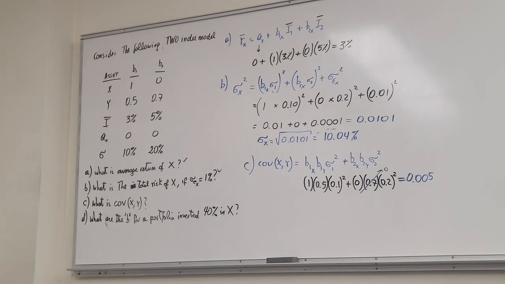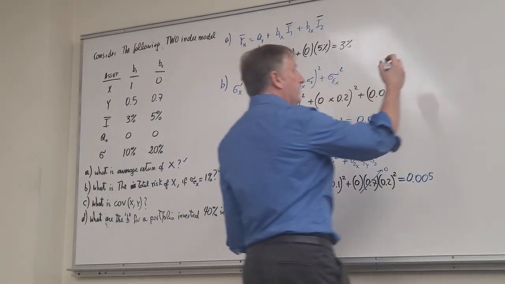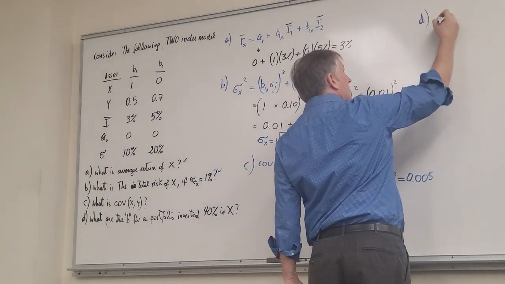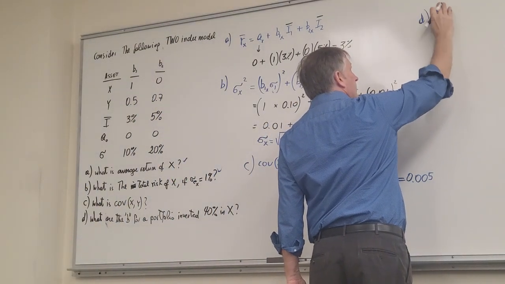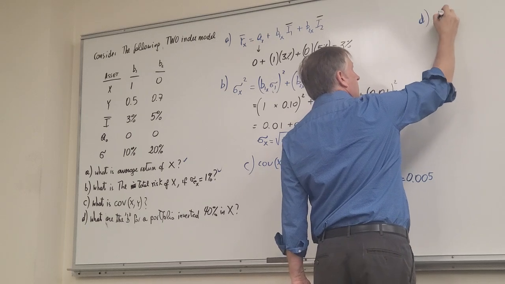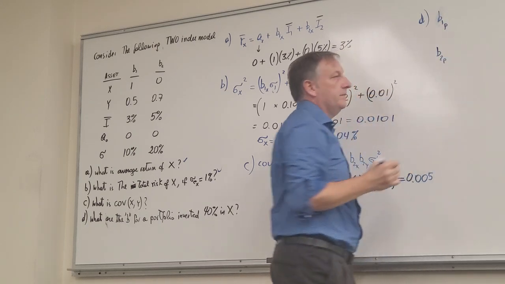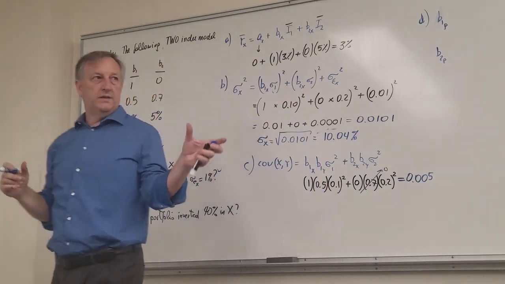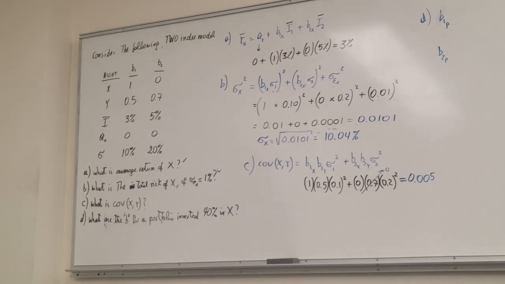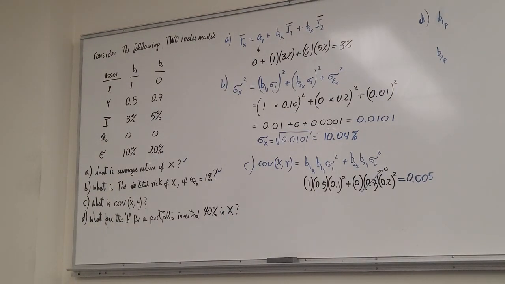What about part D? Betas of the portfolio. So you need to calculate beta 1 of the portfolio and beta 2 of the portfolio. Each asset is described by two sets of sensitivities.